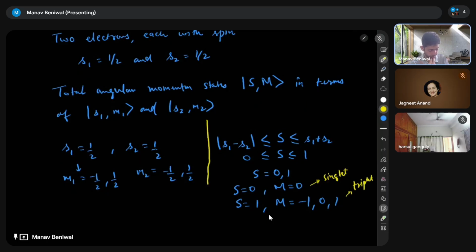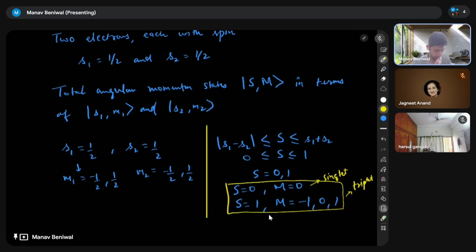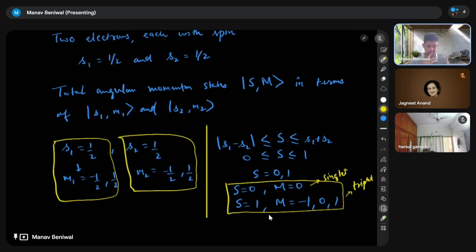So this is the addition of angular momentum. On my left hand side are our individual spins, and on the right side are the spins of the two electrons when we have added them. Upon adding, we get these possible values of s and m, and before adding, we have this for the first electron and this for the second electron.